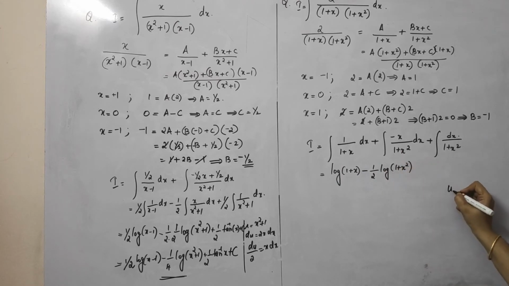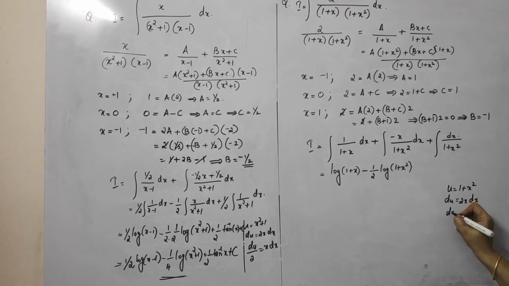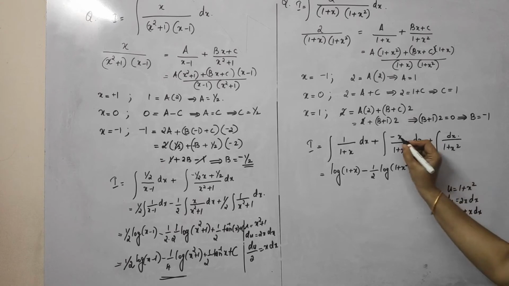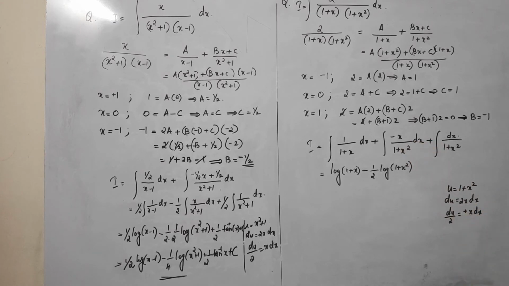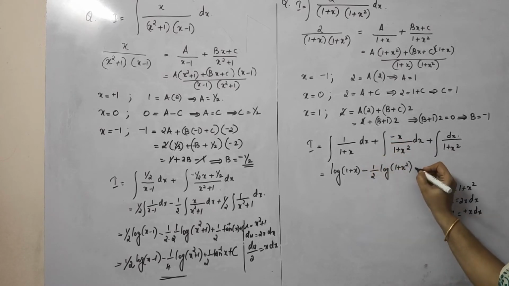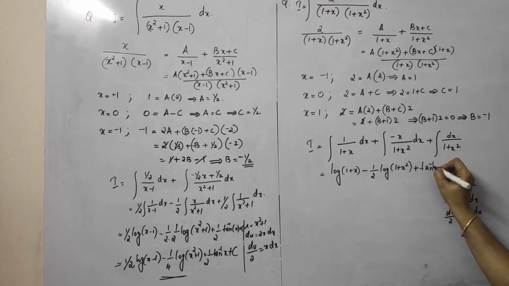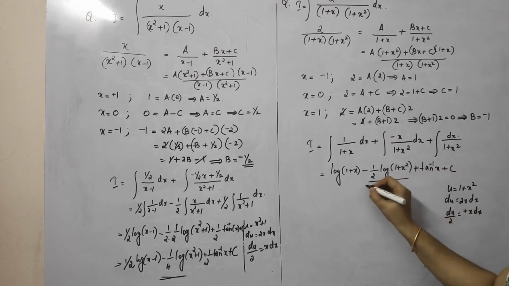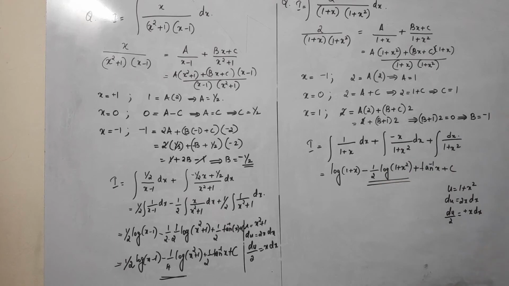Why? Because if you substitute u is equal to 1 plus x square, what is du? 2x dx, isn't it? So du by 2 is equal to x dx. So x dx will now be replaced with du by 2. That du by 2 has a 1 by 2, so I brought that 1 by 2 to this side. There is a minus here. Plus tan inverse of x plus c. So this is the final result after integrating this.